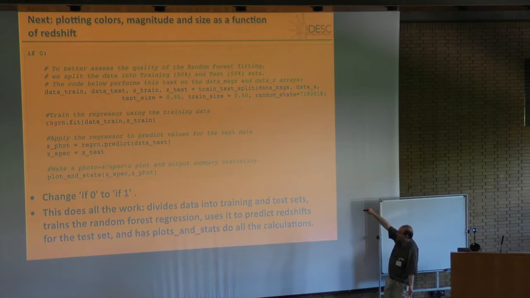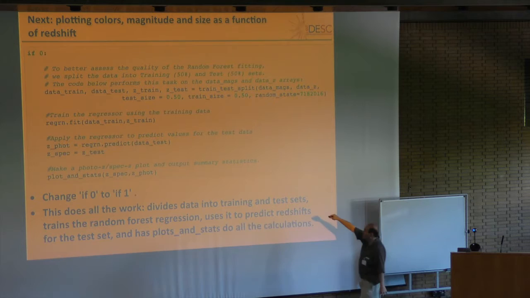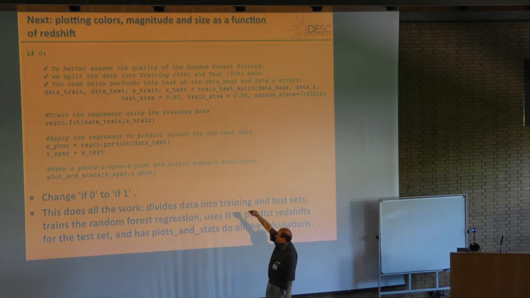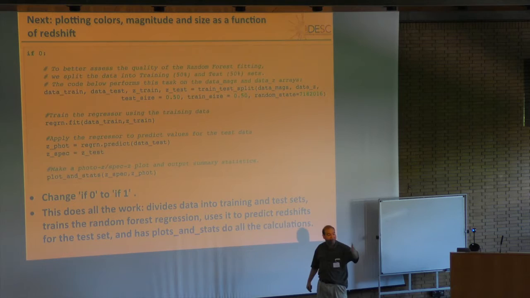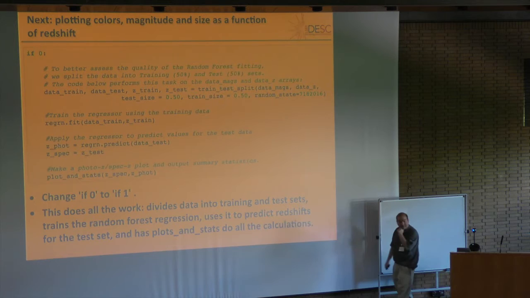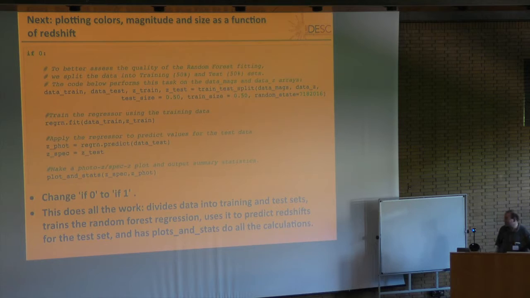We have our regressor object, we fit with the training set of magnitude in each band, and the redshifts that we want to predict. And then we apply that to get predictions for the test set with the object's predict method. And that will create a photometric redshift estimate for every object. That simple. One line to train, one line to apply, and then we apply this plot and stats routine to make a photo Z spec Z plot and to get the results. So change 0 to 1, and you can look at the results. And you should find something that doesn't look quite as good as the plot from Rongpu I showed you before.